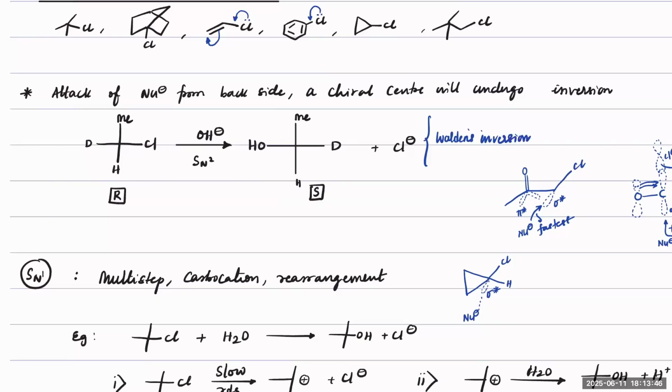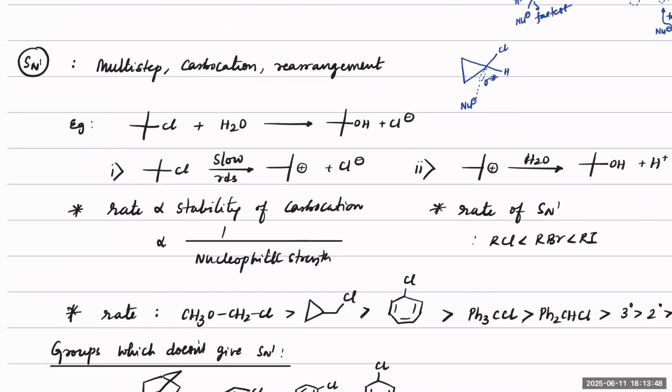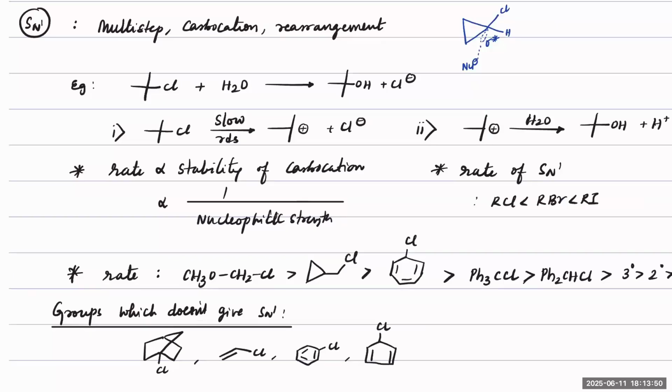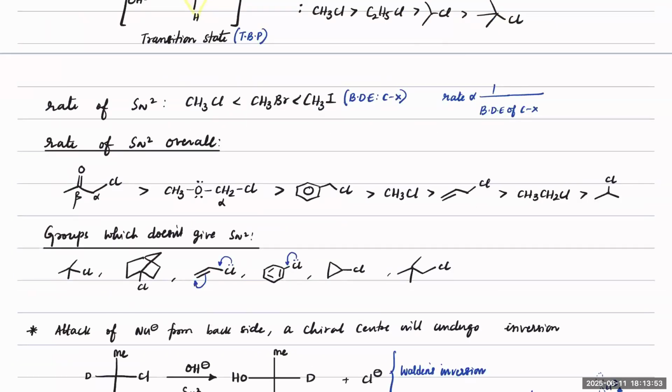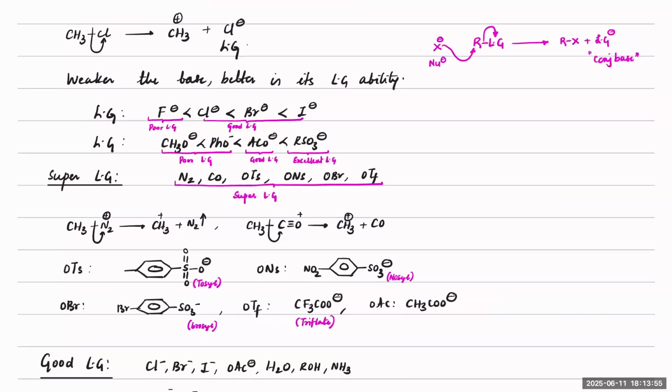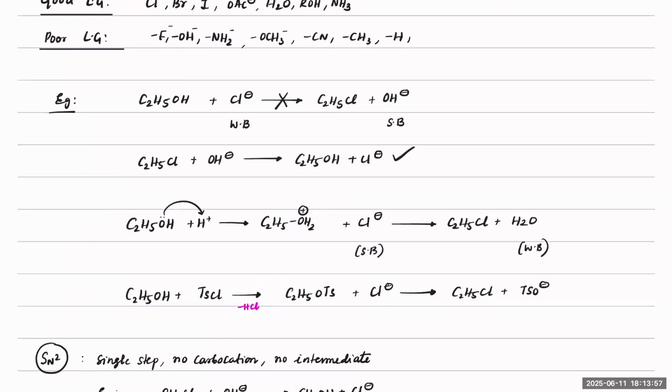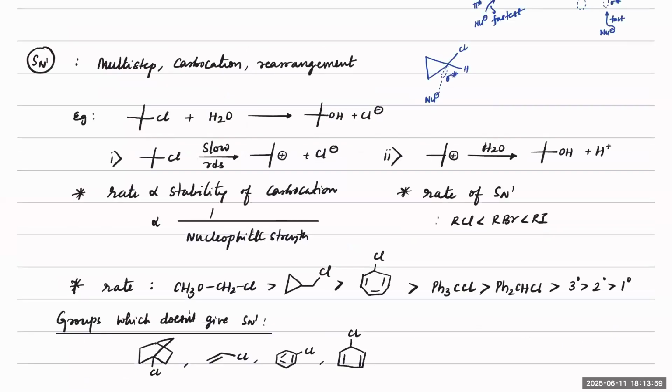Walden's inversion. Okay, beta? Any doubt with SN2? No, sir. Next, let us talk about SN1.